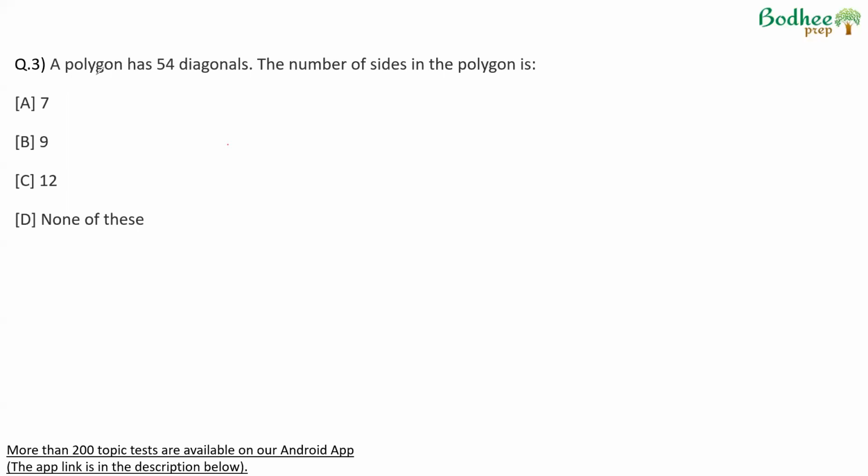A polygon has 54 diagonals. The number of sides of the polygon is? Number of diagonals of the polygon is n into n minus 3 by 2, where n is the number of sides. This is given as 54. So n into n minus 3 will be 108. And now we can either solve it as a quadratic or just work with 108 and split it into two numbers with a difference of 3.